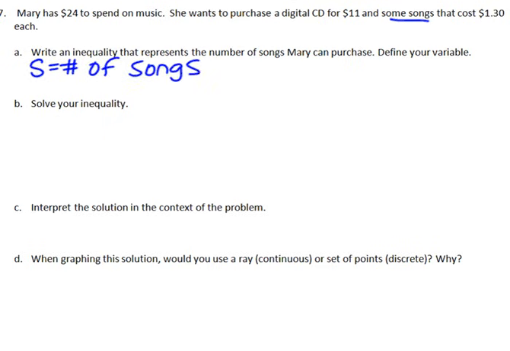All right, each song was $1.30, so that's what's going to get multiplied by the variable. And then we also have to add in the $11 that she spent as a flat fee. Okay, altogether that needs to either be less than or equal to 24, because she only has $24. She can't go over that amount. All right, so that's part A.